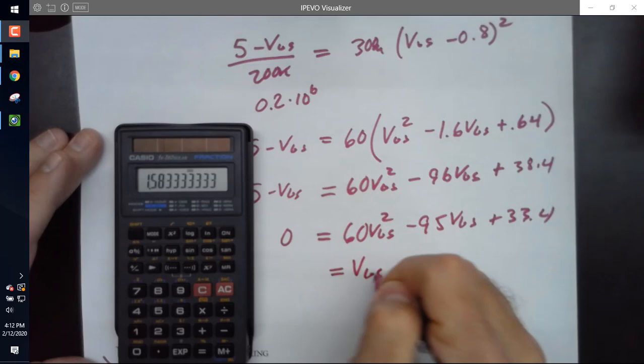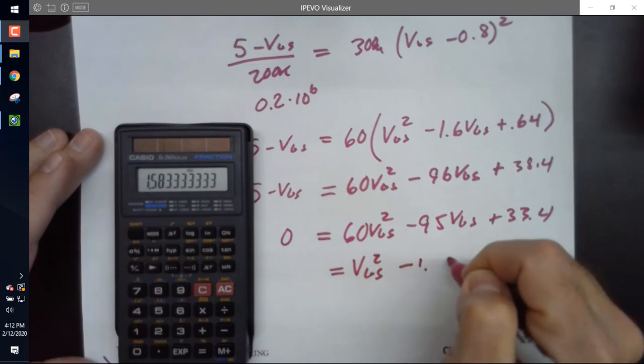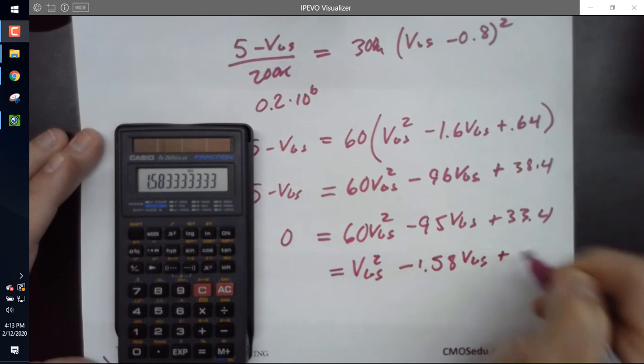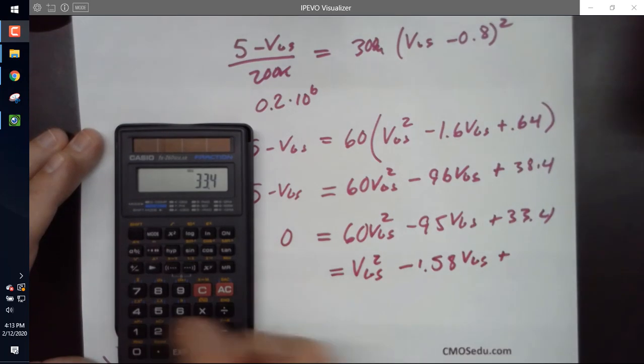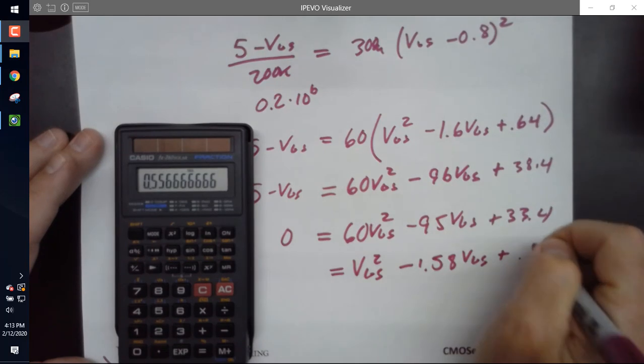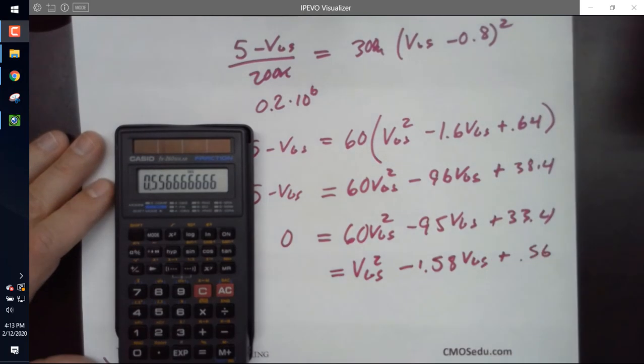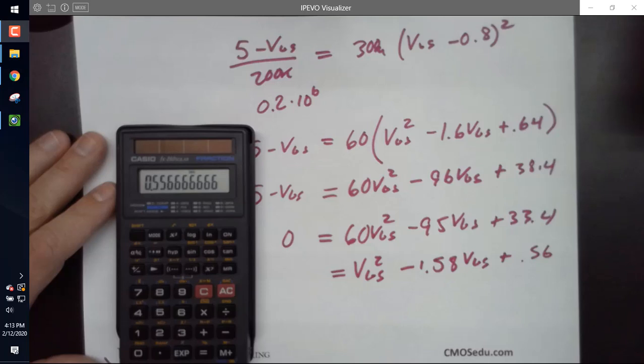VGS squared minus 1.58 VGS plus 33.4 divided by 60 equals 0.56, I guess, close enough. We all good? The pain.